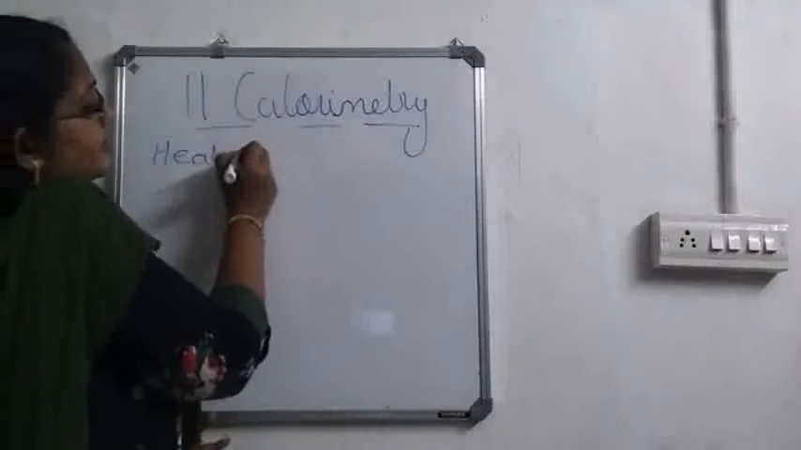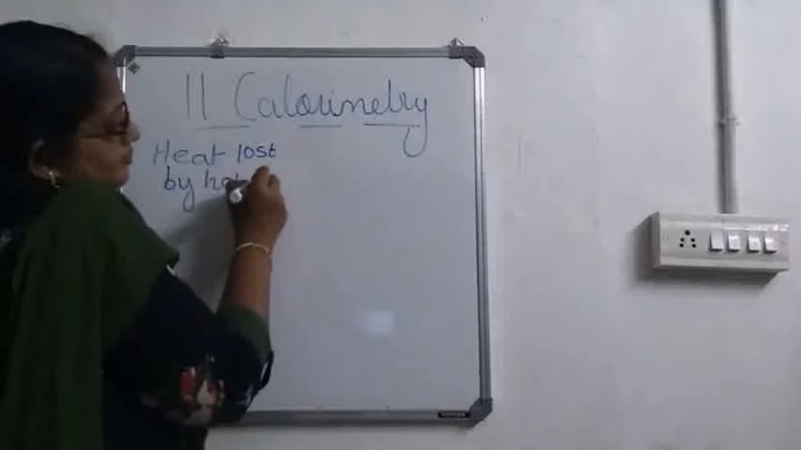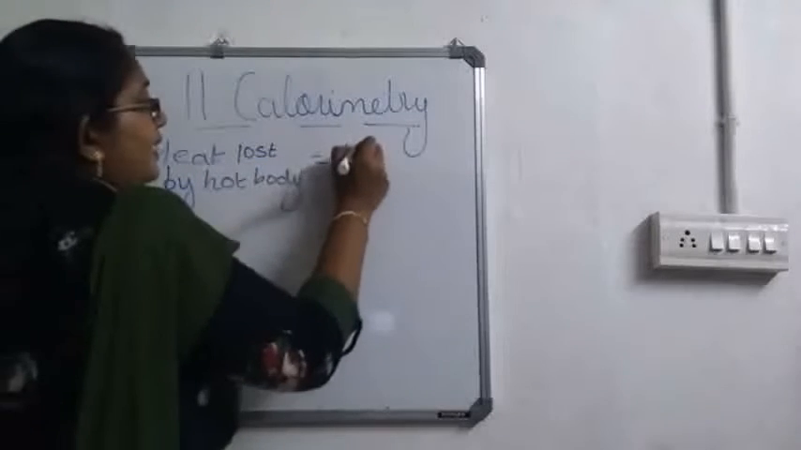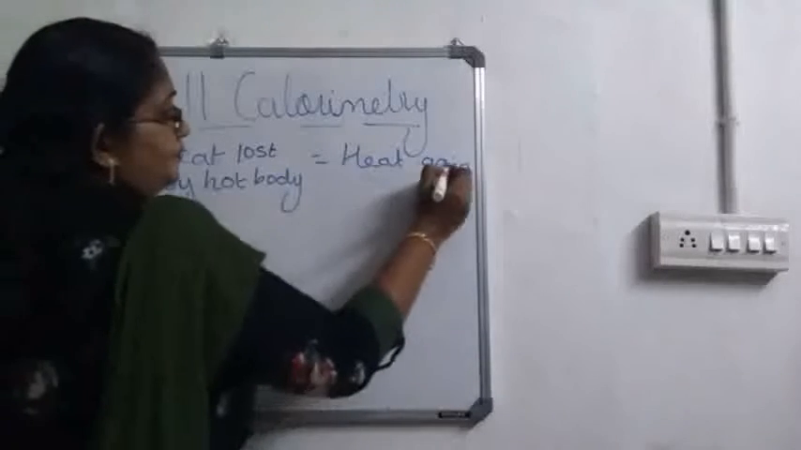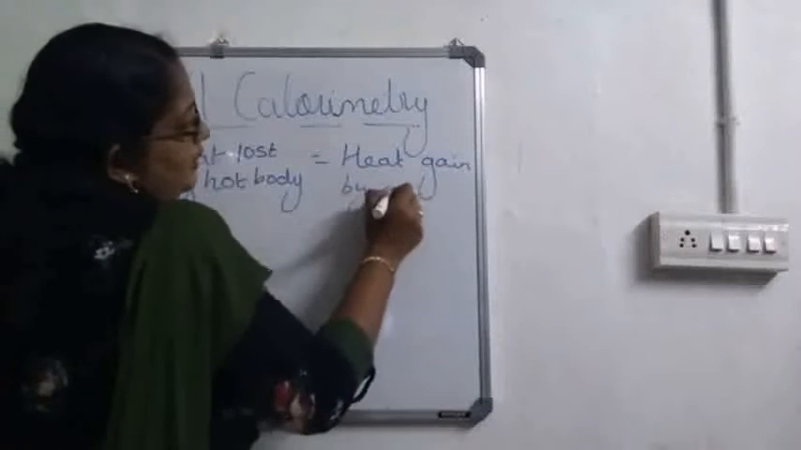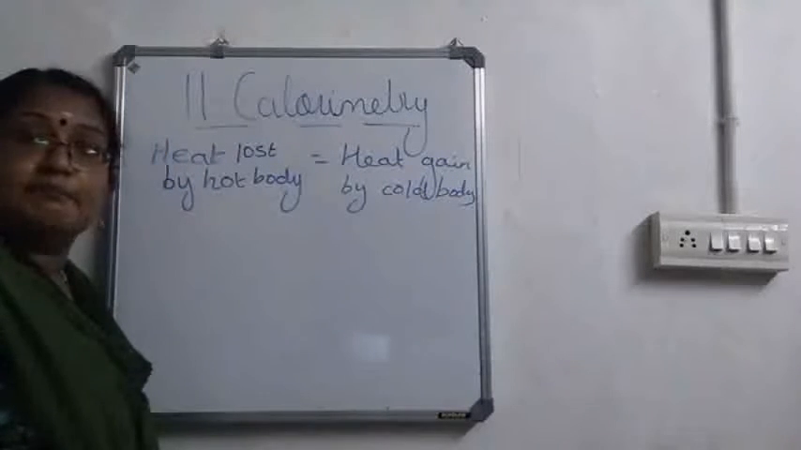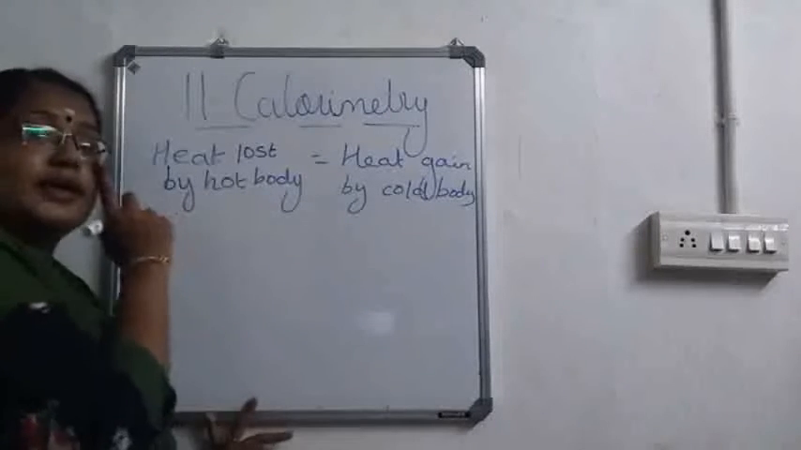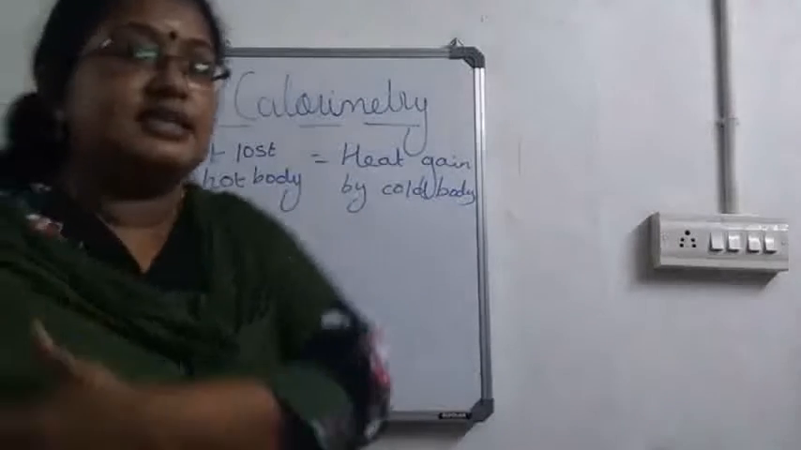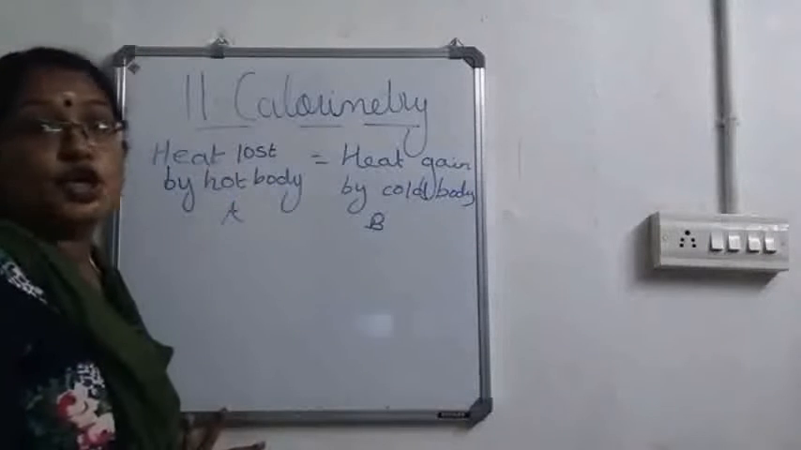So, heat lost by hot body is equal to heat gained by cold body. This is the principle of calorimetry. Now, we have a mathematical representation for this. So, how will we write? So, before writing that, what all things should come to our mind? We are having a hot body and a cold body. Let A be the hot body, B be the cold body.